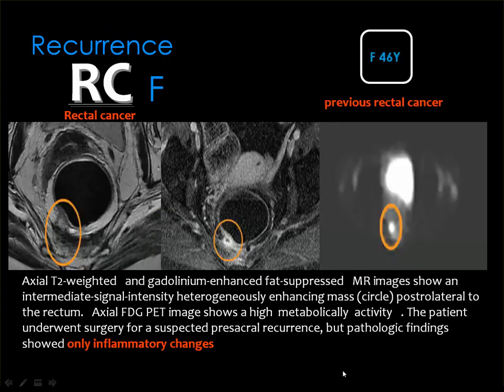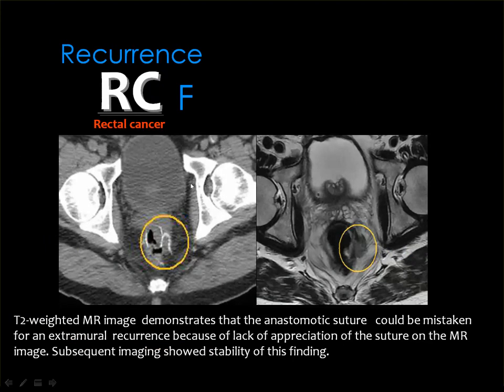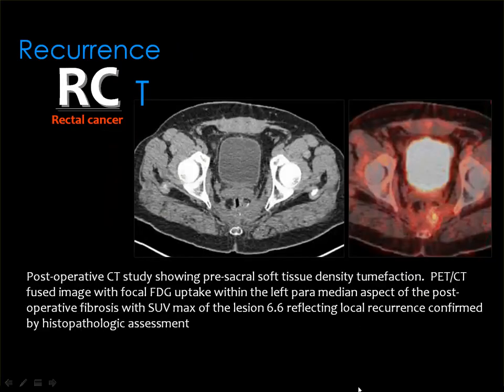And this is the false impression of local recurrence. You got a low signal intensity or intermediate signal intensity lesion, and this lesion enhances markedly after injection of contrast. And the PET scan showed significant metabolic activity, but in surgery, they discovered only inflammatory changes. And this is also a false impression of recurrence due to this suture line, which is clearly seen in the CT, but is not seen, of course, in MRI, and you can suspect that this is a local recurrence.